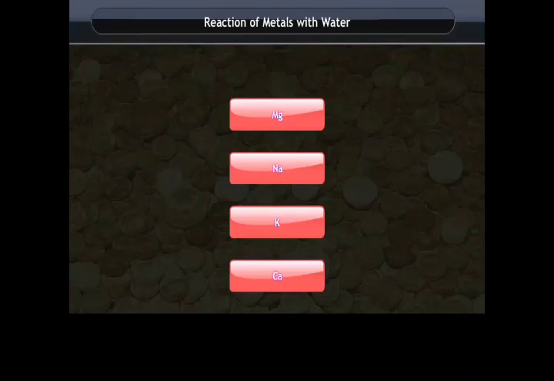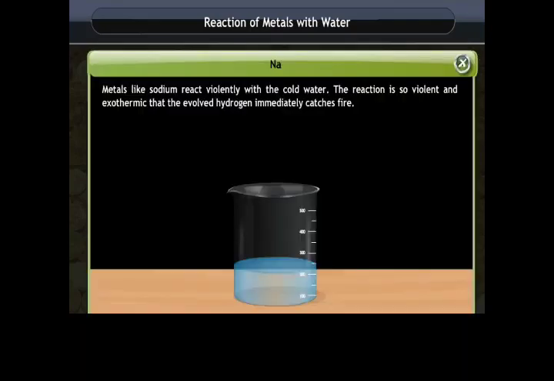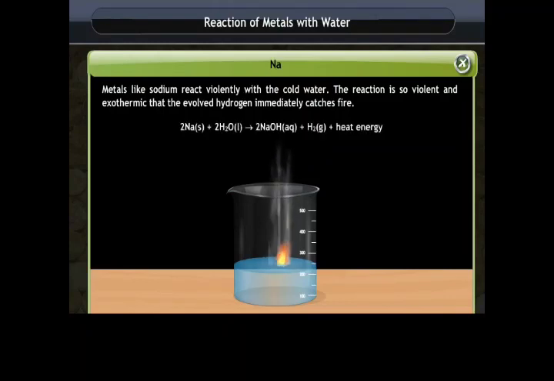Reaction of metals with water. Click on any button to know the reaction of water with different metals. Metals like sodium react violently with the cold water. The reaction is so violent and exothermic that the evolved hydrogen immediately catches fire.